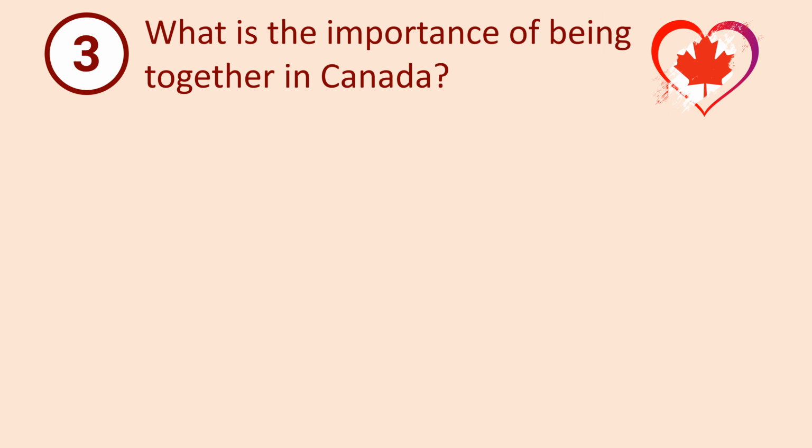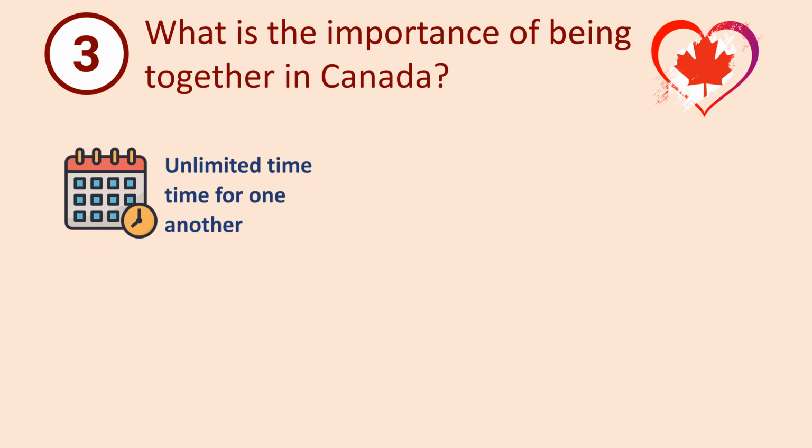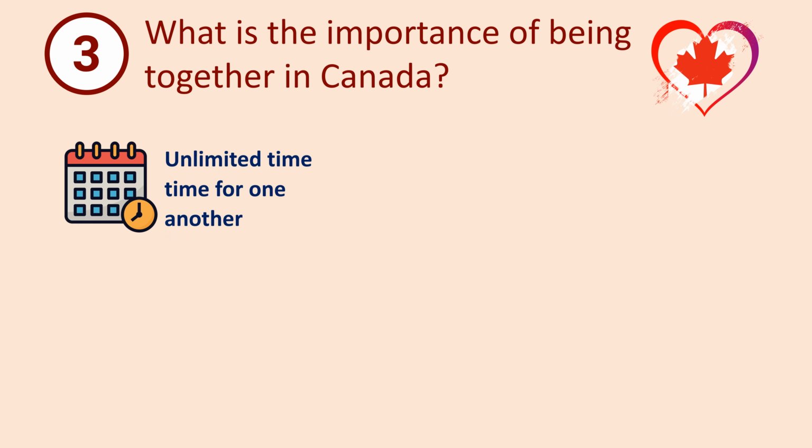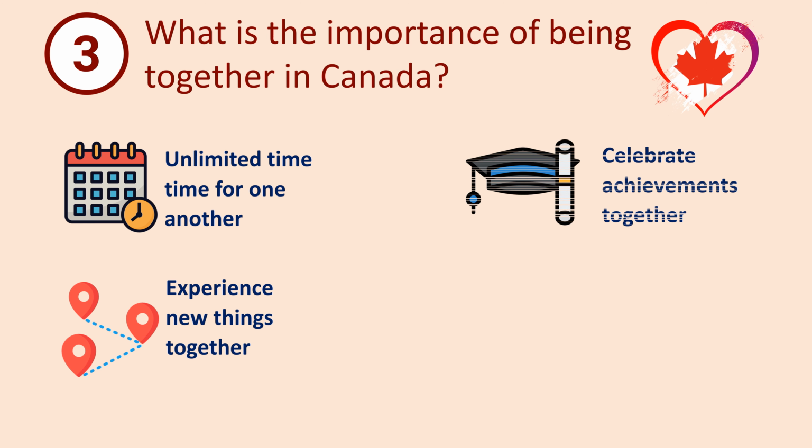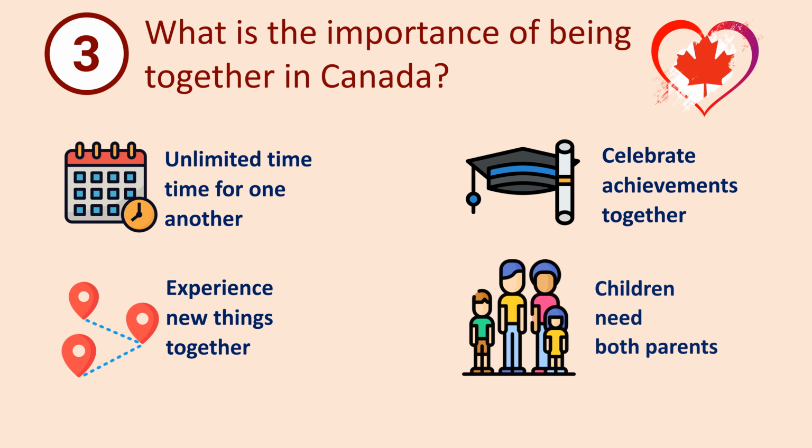In this section, you need to mention that it is very important for you and your spouse to be together for the following reasons. You will have unlimited time for one another. You will experience new things together. And you will celebrate your partner's academic achievements together. If you have children, it is very important to state that your children need to grow up in a two-parent family.